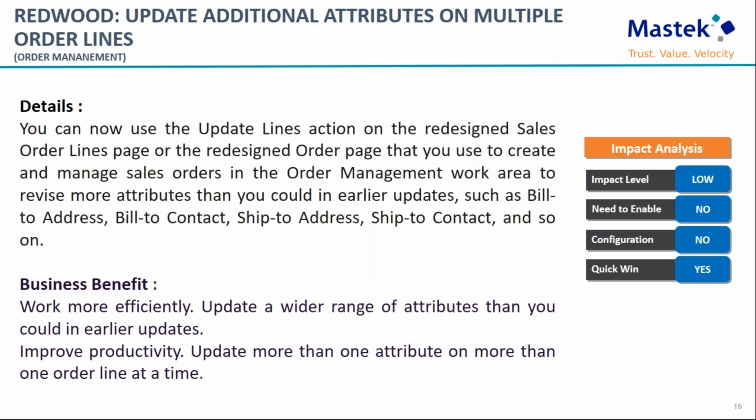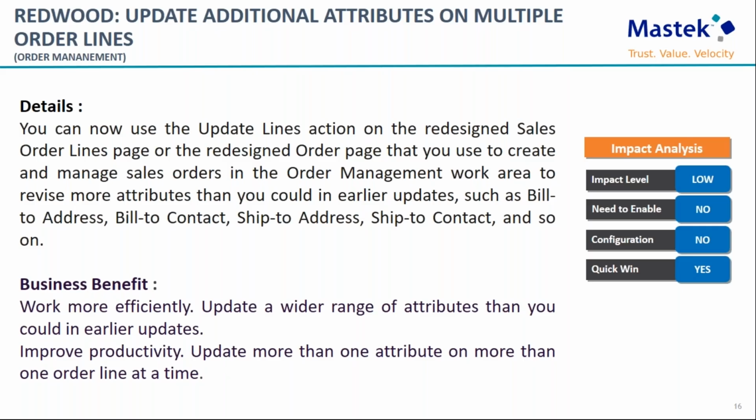The next feature is update additional attributes on multiple order lines, which is also a Redwood feature in order management. Using this feature, we can now use the update lines section on the redesigned sales order lines page to create and manage sales orders in the OM work area to revise more attributes than we could in the earlier updates, such as bill to address, bill to contact, ship to address, ship to contact, and so on.